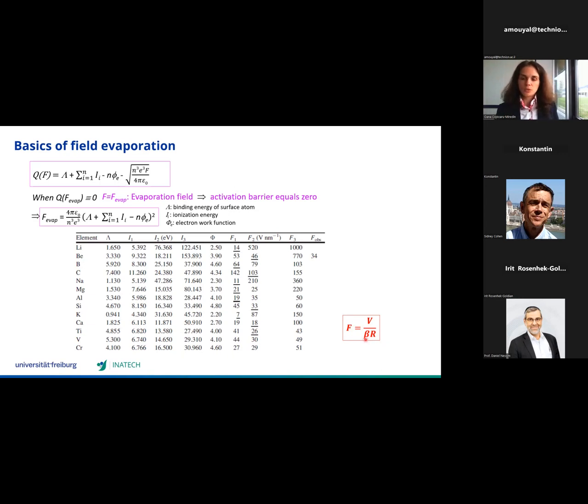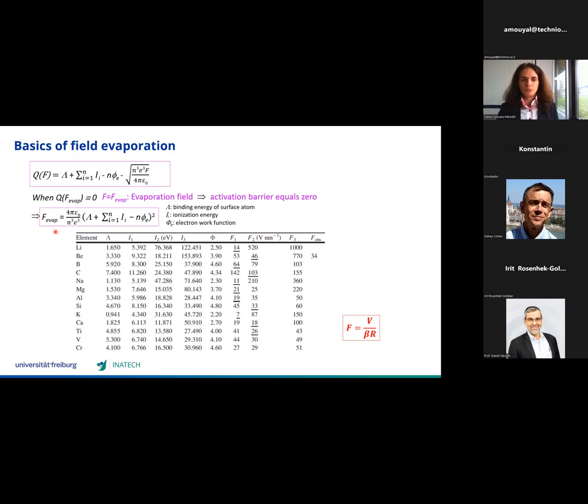Since this is so important, it was important to be able to determine the evaporation field for different materials, different elements. This is the table where it shows how to determine the evaporation field by applying this approximation, where when the field is equal to the evaporation field, then the activation barrier is equal to 0. So if we have this equation and we make it equal to 0, then we can solve for the evaporation field, given by this parameter.